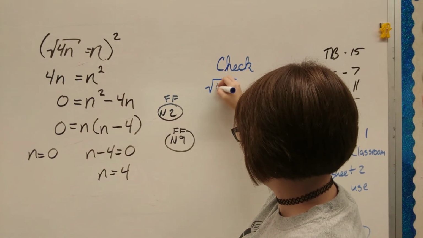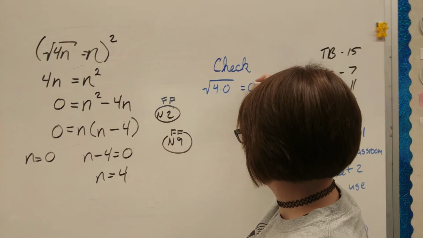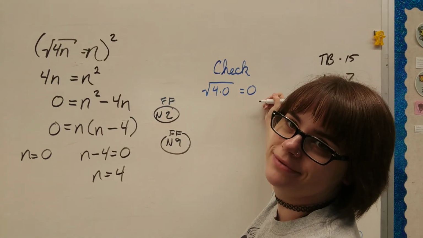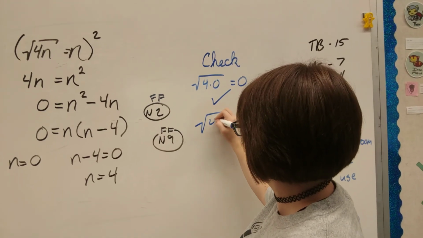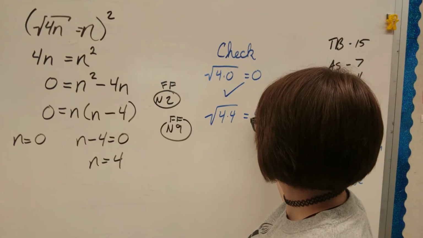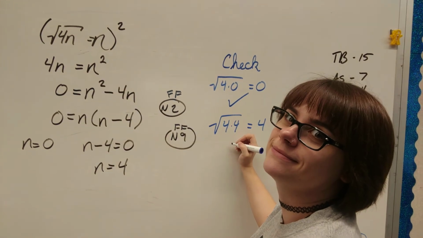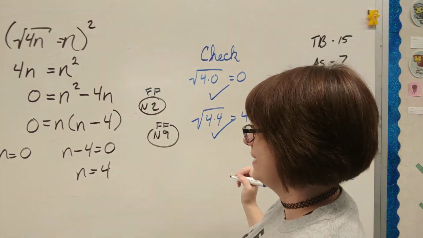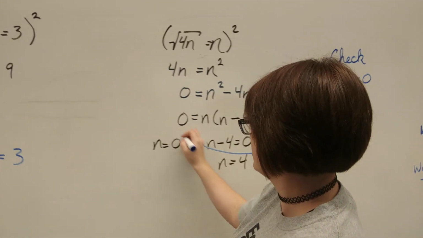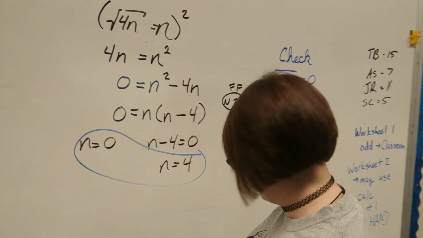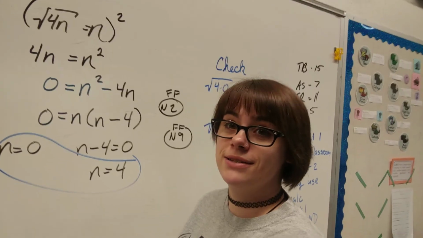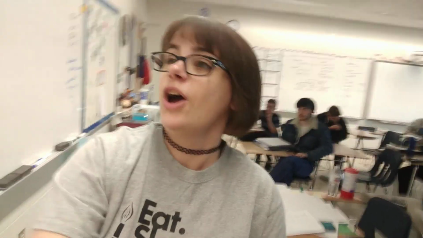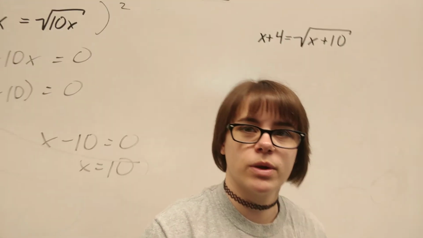So the square root of 4 times 0 equals 0. It does. The square root of 4 times 4 equals 4. It does. So my answers are n equals 0, n equals 4. I'm going to pause to keep writing. Okay, so for x equals root 10x, the answers are 0 and 1. Everyone worked on that one.